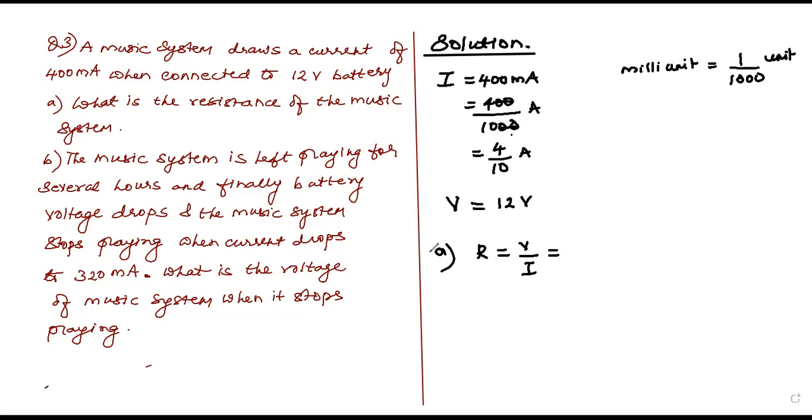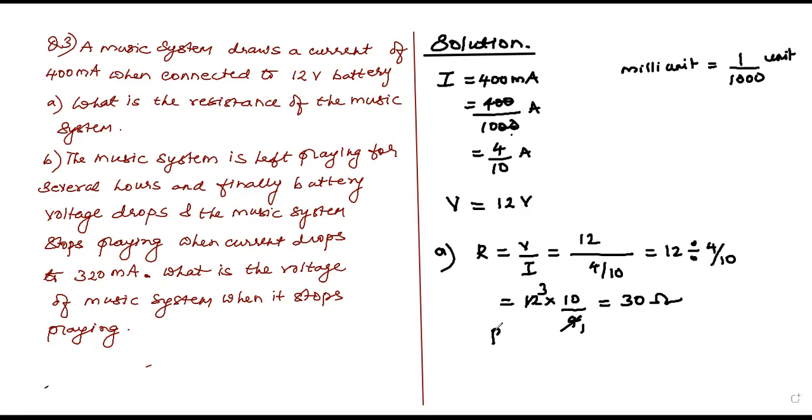Okay. Now V is how much, children? 12 volt. And how much is I? 4 upon 10. What is the meaning of it? 12 divided by 4 upon 10. In your lower classes you learned what division means: 12 multiplied by the reciprocal, 10 upon 4. 4 one time, 4 three times. How much does it become? 30 ohm. So remember, children, R is 30 ohm.